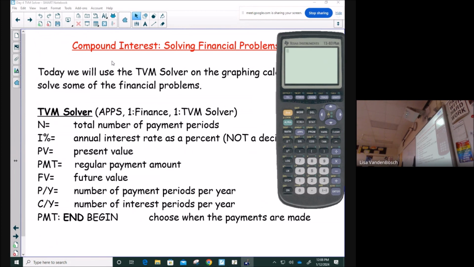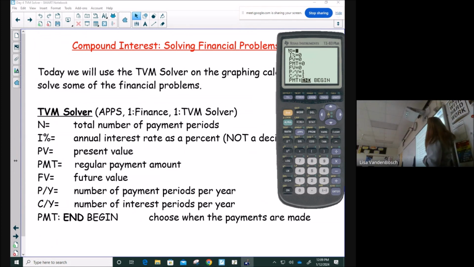So anyways, we are going to use something called the TVM solver. It stands for time value money. Okay, so TVM, time value money. And in order to get into it, you're going to go to your apps button, which is a blue button right here in the middle. Can you kind of see where my cursor is? Yeah. So we're going to go into the apps button right there, and then we're going to go to number 1 and then number 1 again. So you go apps, enter, enter.